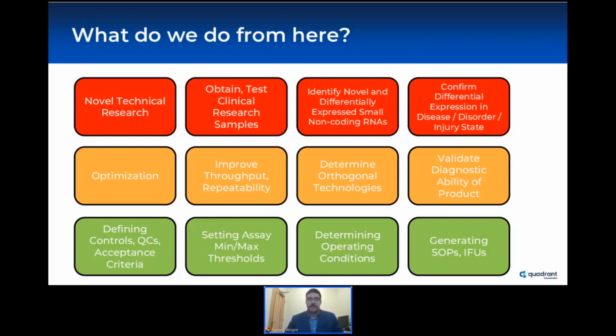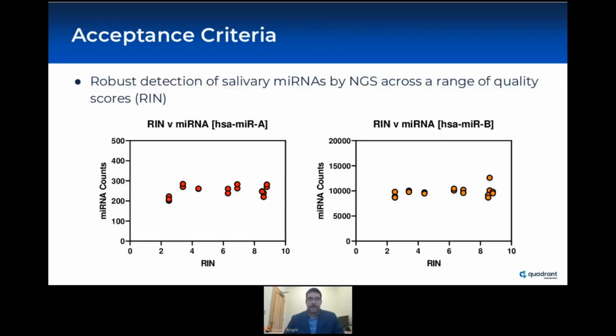And additionally, on top of this new machine learning tool and diagnostic condition-specific algorithms that we're developing, we perform the typical translational developmental work that prepares us for regulatory applications, such as improving our assay throughput, identifying and validating our orthogonal detection technologies, and determining our operating conditions, and generating our regulatory documents, such as SOPs or IFUs.